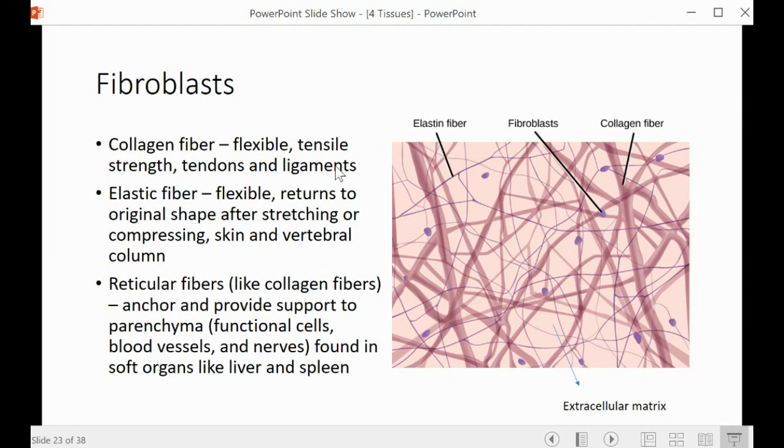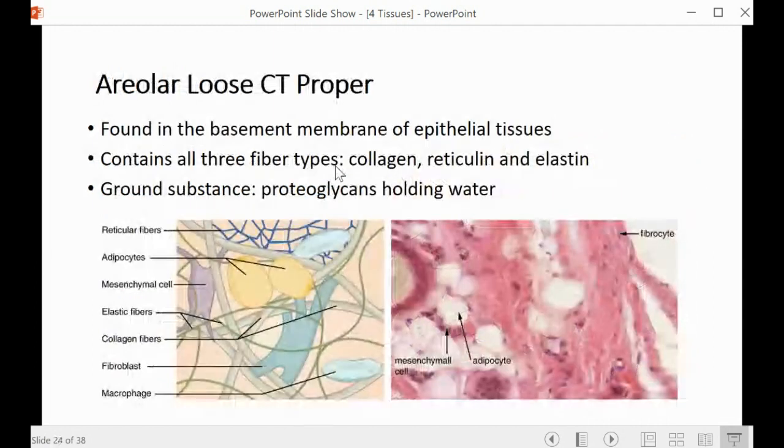They're found in our soft organs like our liver and our spleen. So here's some areolar loose connective tissue proper. So remember, this is that basement membrane of those epithelial tissues. That's the plate. This is what our plate is made out of. Okay? And it contains all three fiber types. It has collagen, reticulin, and elastin fibers.